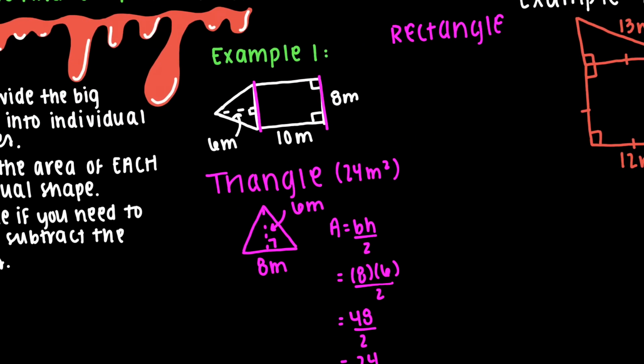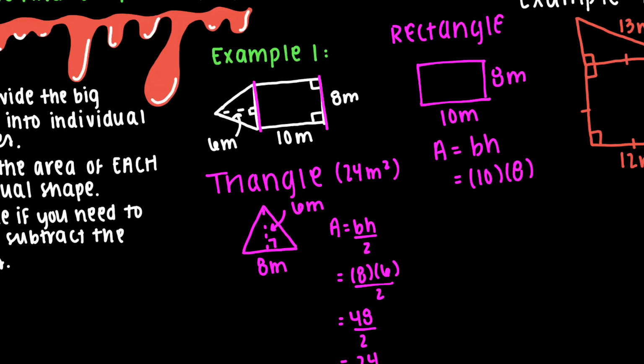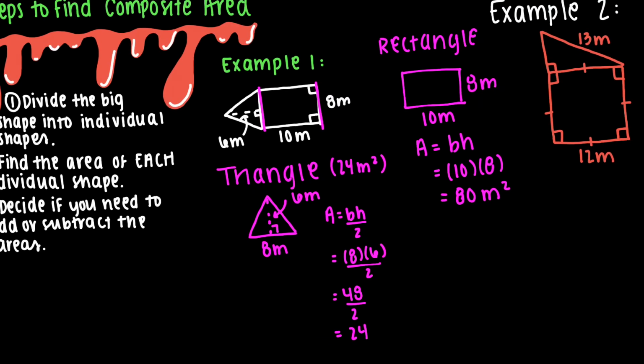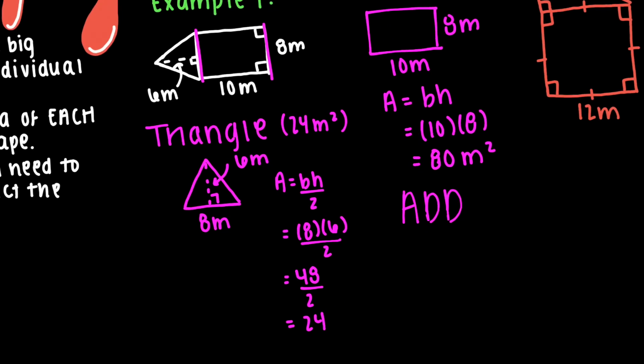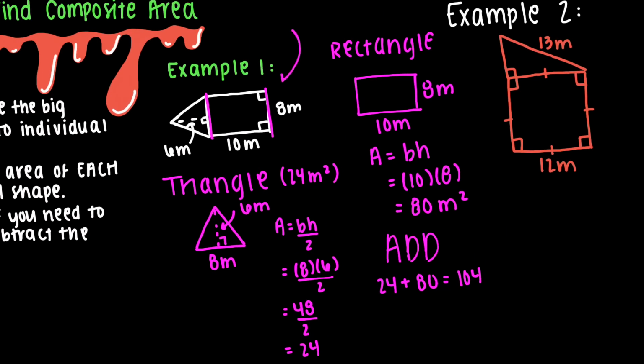The second one is the rectangle. So you have the rectangle. I have 10 meters as one side and 8 meters as the other. Remember, your area for a rectangle is just base times height. So my base is 10 times my height, which is 8. So I know the area of my rectangle is 80 meters squared. Example 1 here, I don't have any shaded areas or anything like that. So I'm going to go ahead and add my two areas together. I take 24 plus 80. That gives me 104. So I know the area of example 1 is 104 meters squared.